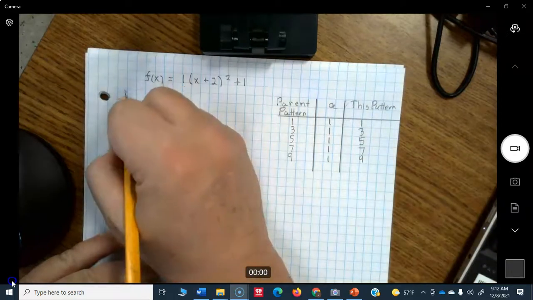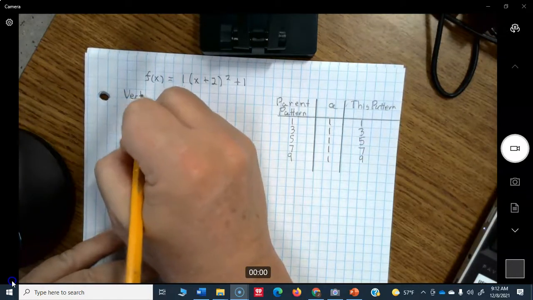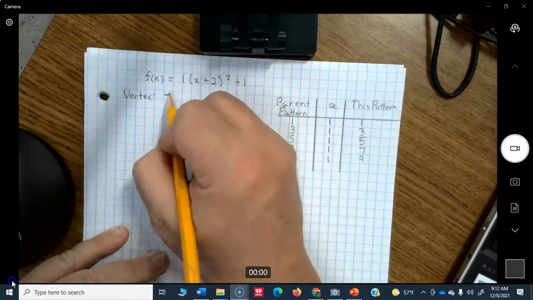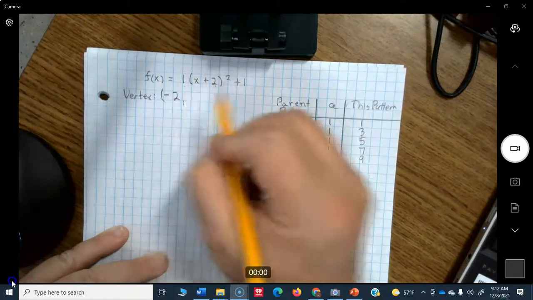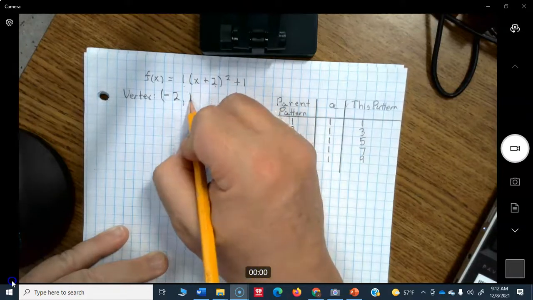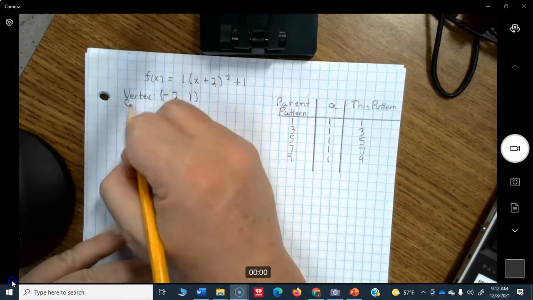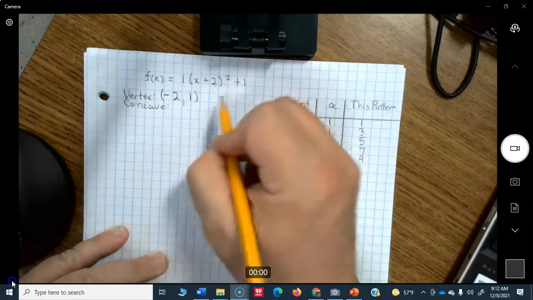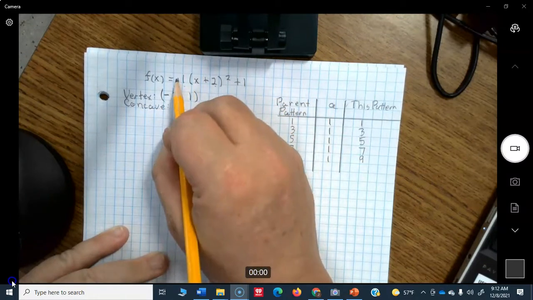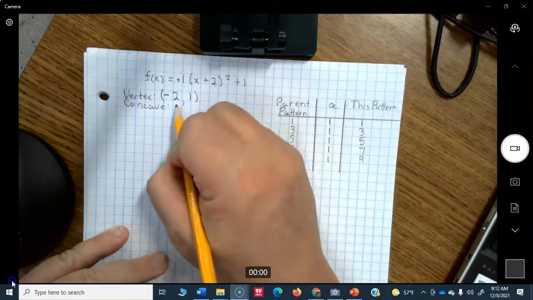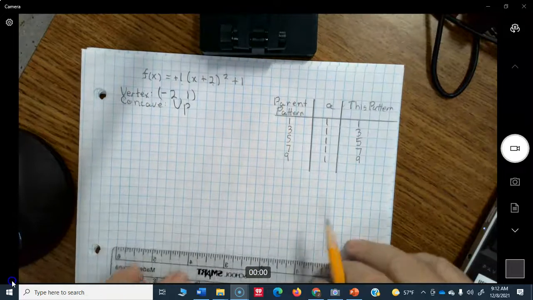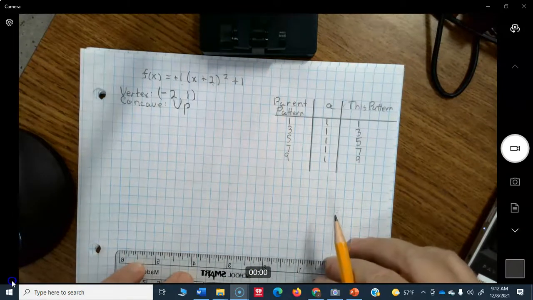Okay, so again, the two questions are, what is the vertex? It's the opposite of this number for x, so it's -2. And it's this number for y. And then concave. And it's going to be positive number there. We just emphasize that by putting a plus sign. You don't have to. So it's up. Okay, so again, I'm just going to use half the page here.